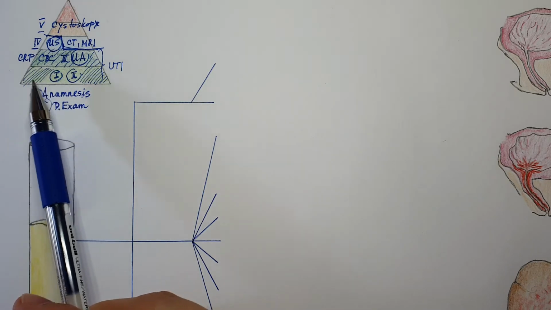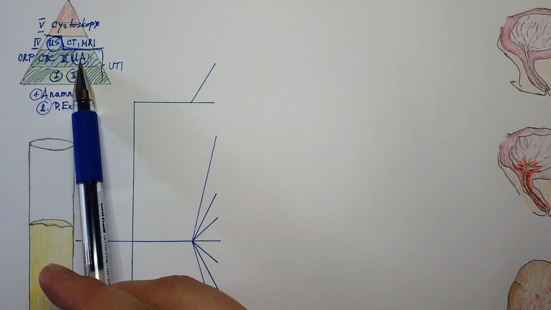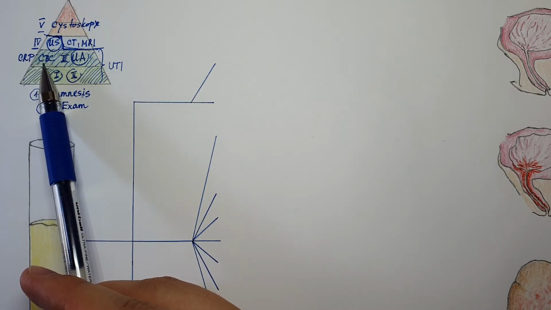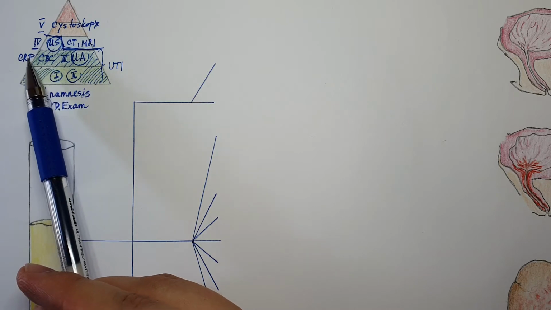So now we will look at this urinalysis. Complete blood count, basically we would look if the white blood cells are elevated, and CRP, if it is elevated, we have inflammation.